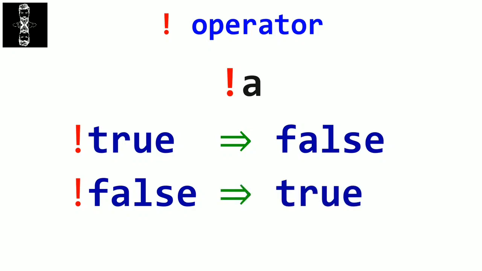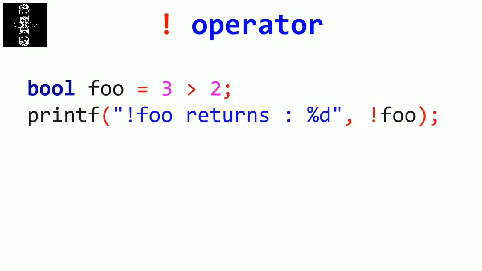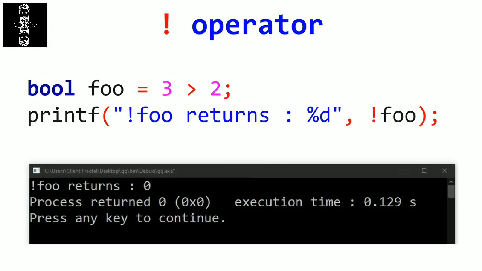For example, let's create a Boolean variable. Don't forget to include stdbool.h. And in this Boolean variable, we will store the result of this Boolean statement: 3 is greater than 2. We know that this statement is true, right? But now if we add the NOT operator before our statement and we print, we get 0, so it's false. Note that the NOT operator comes before the statement and not after. And don't forget the parentheses except if it's a variable.